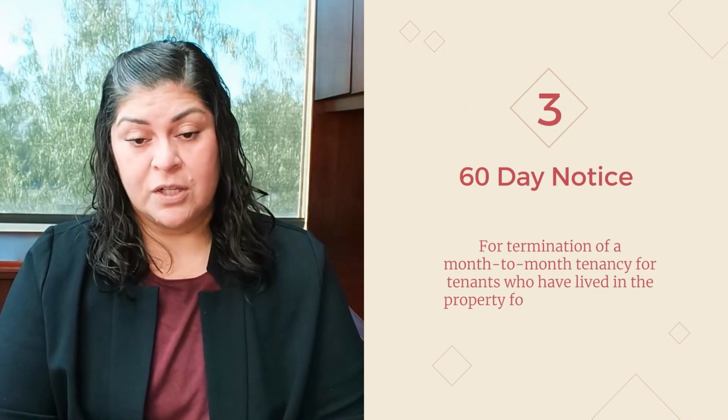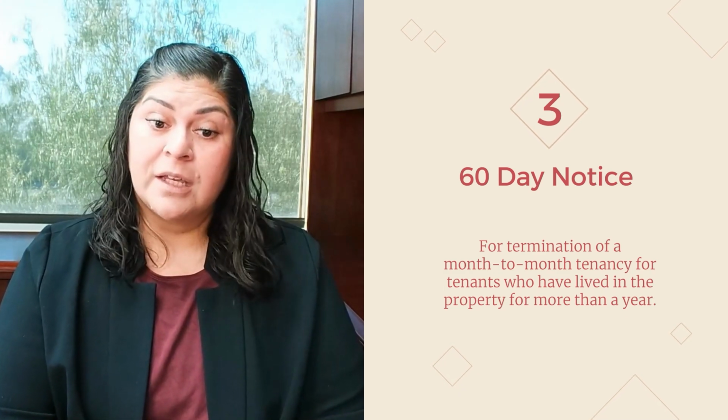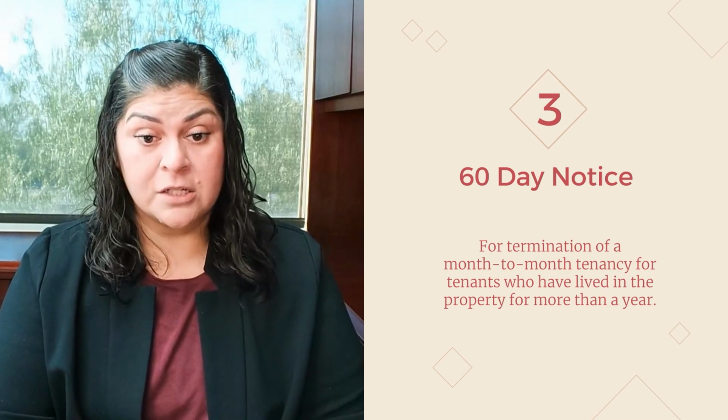Now, the fourth one you mentioned was a 60-day notice. What is this? What kind of evictions is this for? A 60-day notice is required to terminate a month-to-month tenancy for someone who's lived on the property for over 1 year. And this, again, can happen if you've done everything required. You've been paying your rent, you've been a good tenant, but maybe that landlord no longer wants to rent out their property. Maybe they decided they want to take it off the market.